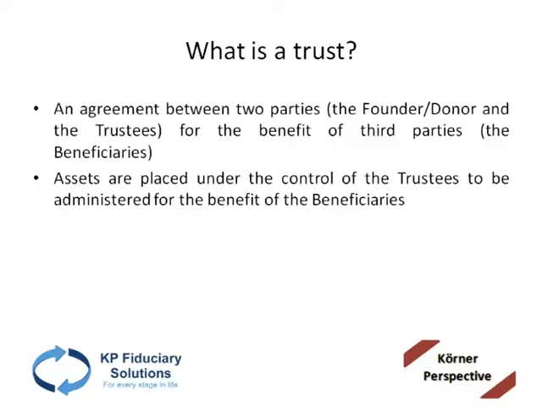So what exactly is a trust? A trust is an agreement between two parties for the benefit of third parties. Assets are essentially placed under the control of trustees to be administered for the beneficiaries.